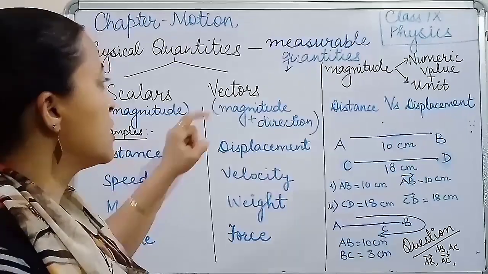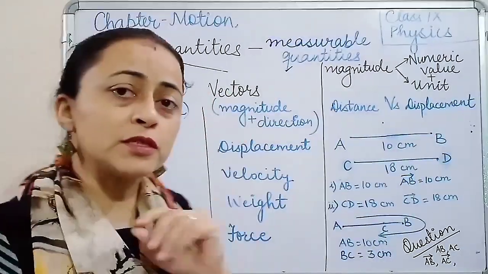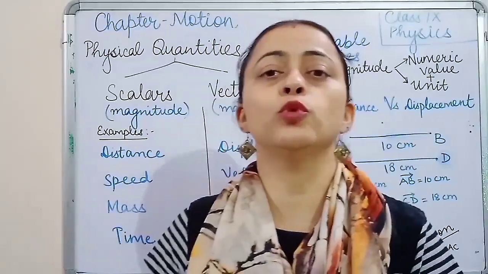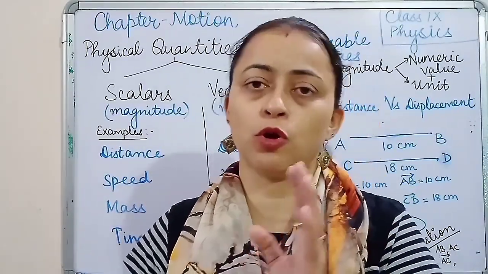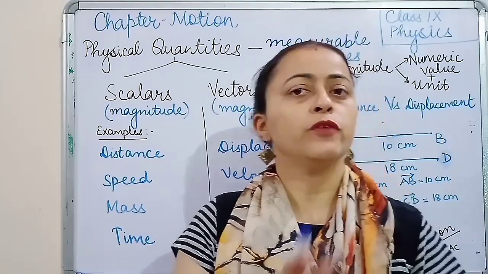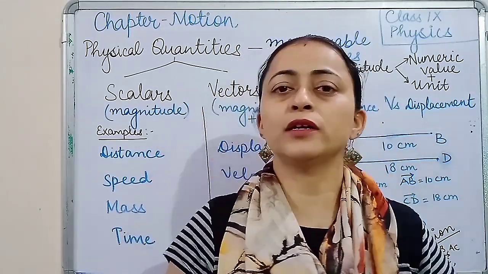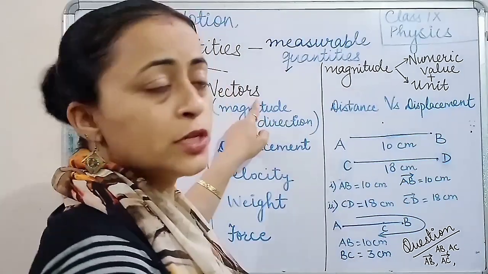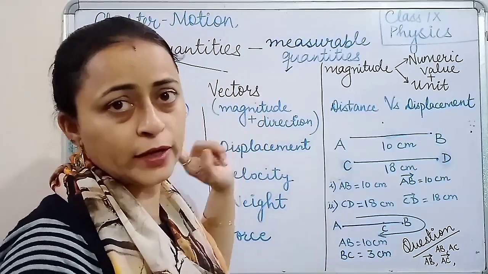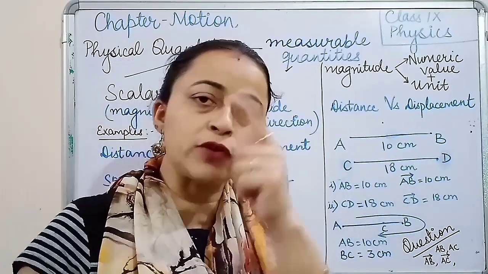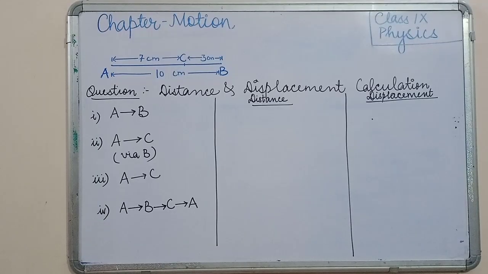Now coming on to vectors, there are certain quantities in which it is very important to add a direction along with the magnitude part. When we add a direction to the magnitude, those quantities are termed as vector quantities, or simply vectors. Generally, the method of representing a vector is different from that of a scalar.